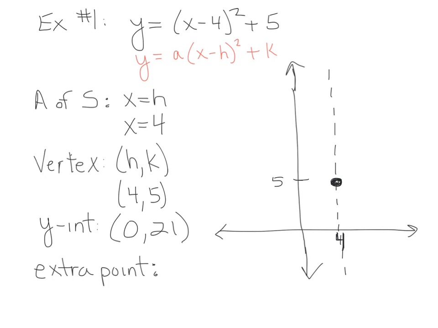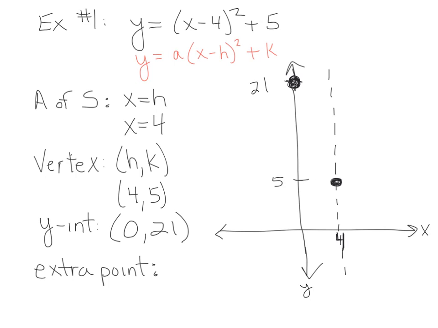The y-intercept is way up at 21. That's going to be up a little higher than I have here, so I'll do the best I can. Here we go, let's say 21's up there. So there's (0, 21), because that's on the y-axis.